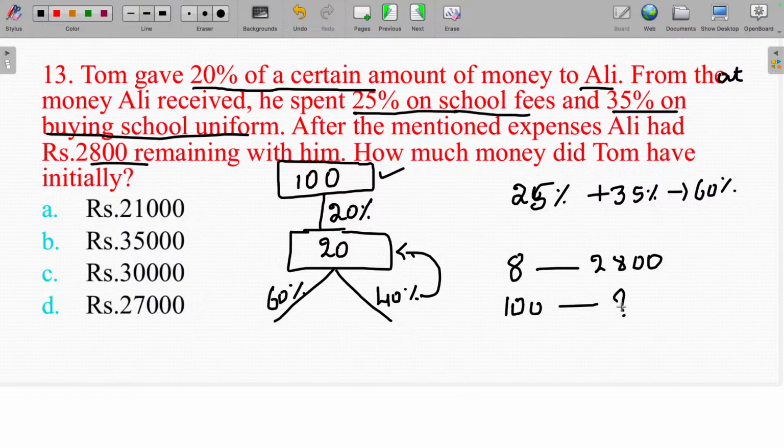Is it clear? So 8 to 2800, if I solve that equation, we'll get 140 by 4, 35, yes, 3500. I think it's clear. Shall we move to the next? Yes, sir.